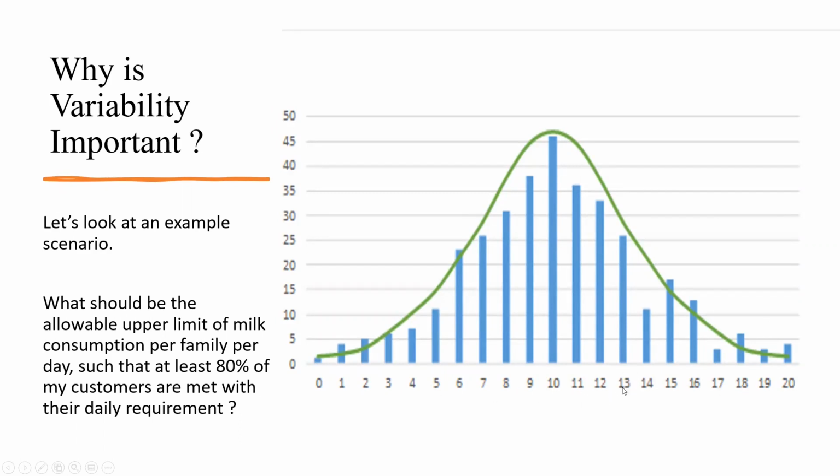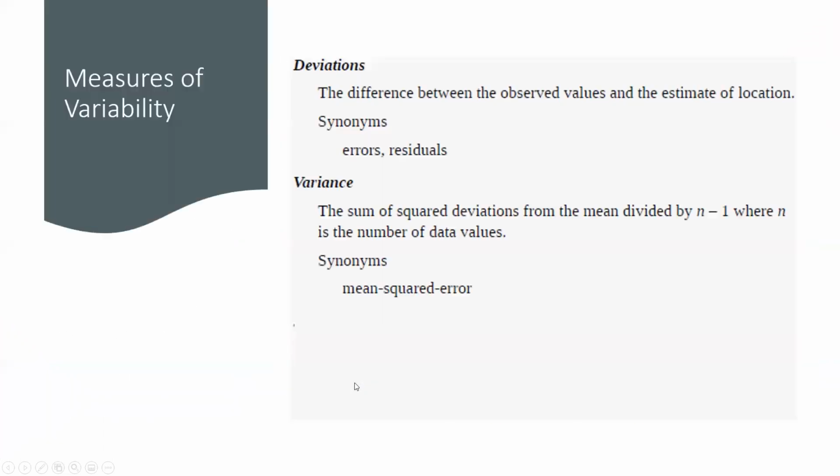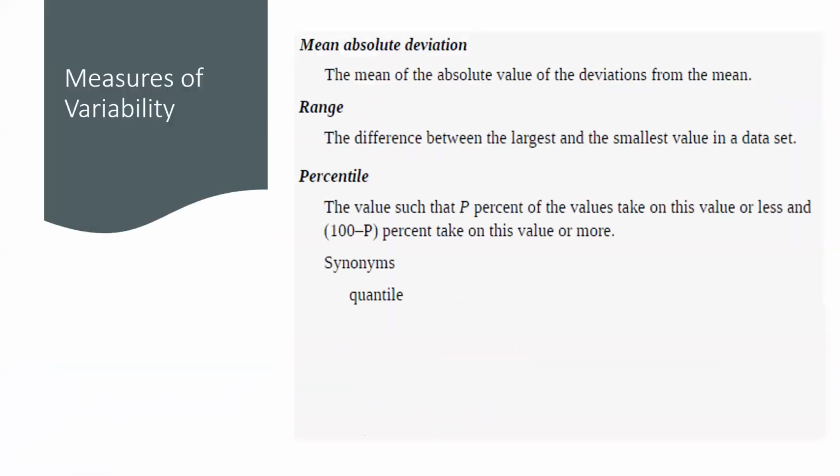So 13 will hold the value of the 80th percentile, and as you progress across the 20 or so, 19 will have some 98 or 99 percentile, some sort of data like that. Most of the data lies below that. So that is a percentile.